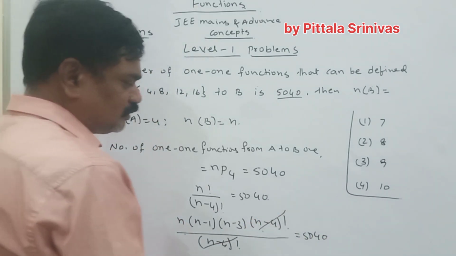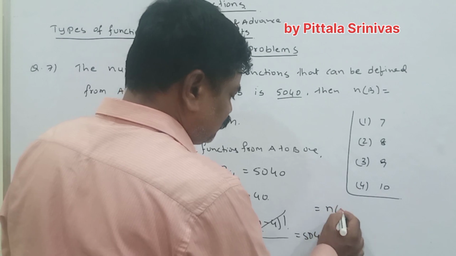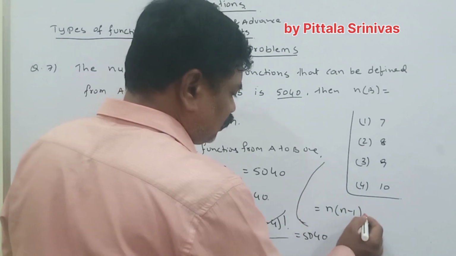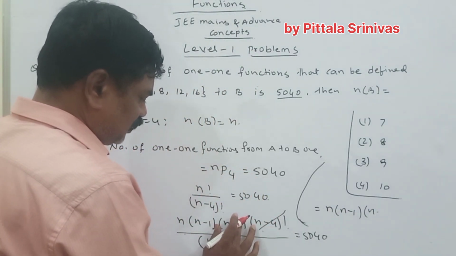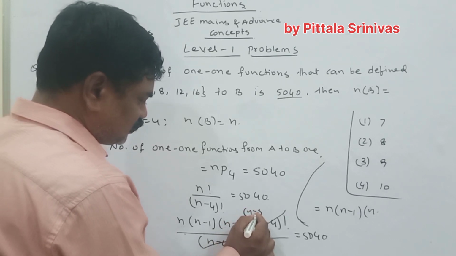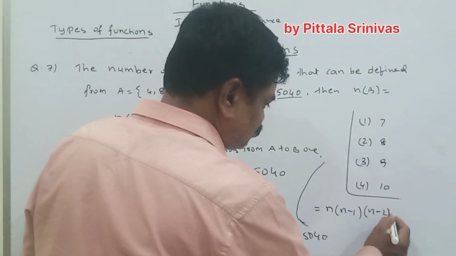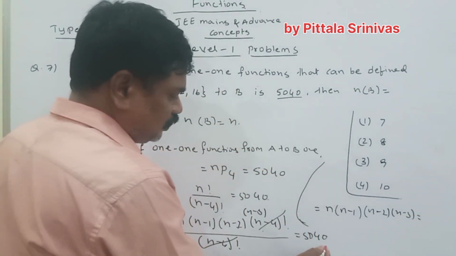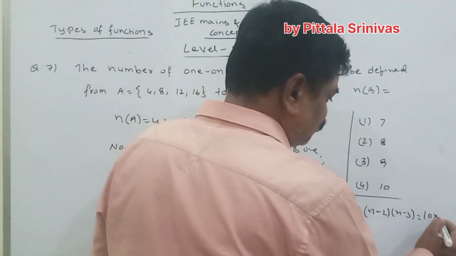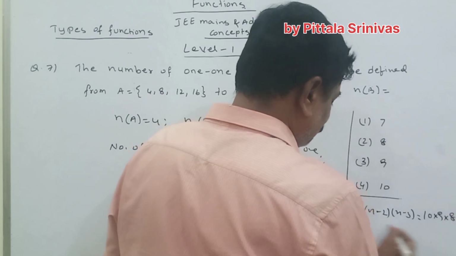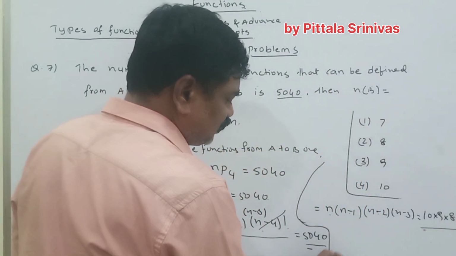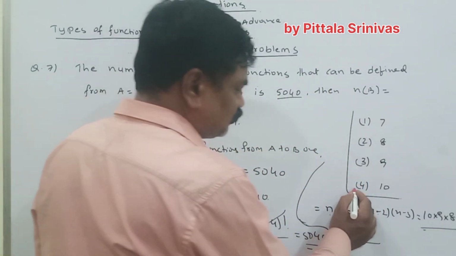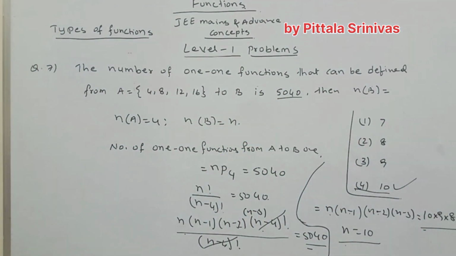This one cancels. So here n into (n minus 1) into (n minus 2) into (n minus 3) equals 5040. This can be written as 10 into 9 into 8 into 7. So what is n? n is equal to 10. So we have option 4 as the answer. Okay, all of you. That's all.